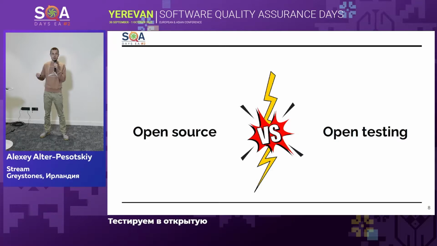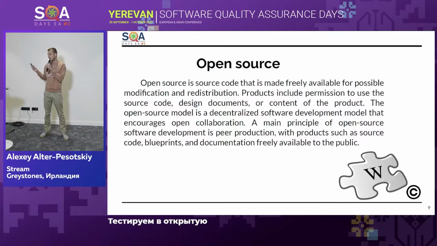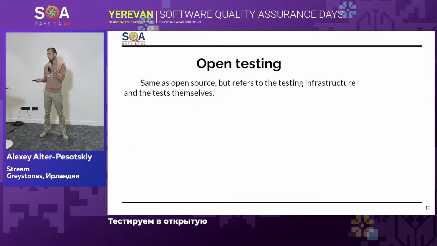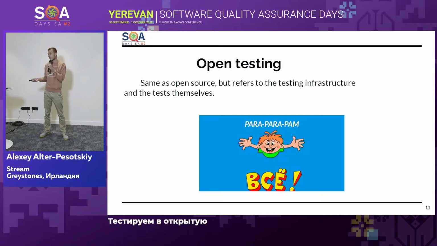And let's dive deeper. What is open source? What is open testing? What's the difference between them? I took this text from the Wikipedia, but in my own words, open source is the source code that is publicly available for everyone, especially for you, to learn from it, to copy-paste it, or even to contribute to it. And open testing is the same thing as open source, but it refers to testing infrastructure and the tests themselves. And it's basically it.